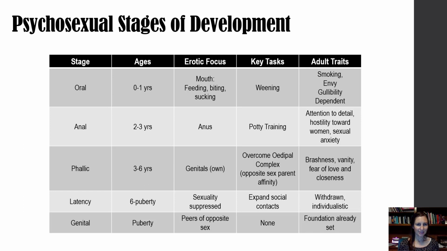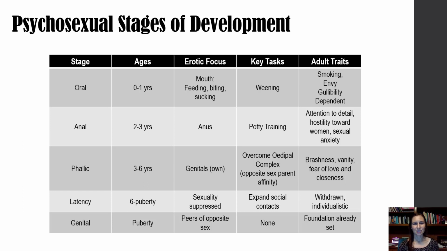And next stage is latency. So in latency, there's actually not an erogenous zone in that your sexuality is suppressed. And this is when you start to expand your social contacts. Typically it's the same sex. So girls will start to have friends that are girls, boys will start to have friends that are boys. This is when girls have cooties and things like that.